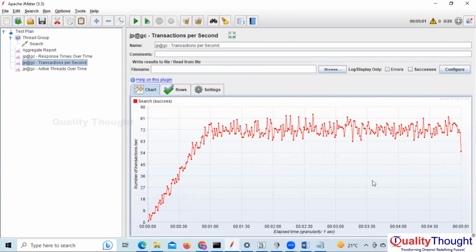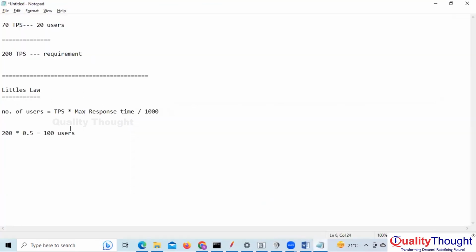Okay. So with 20 users, you are achieving only 70 TPS. But your target is how much? 200 TPS, right? So for that, you have a formula in Little's law. This is the formula to calculate the number of users. In order to achieve 200 transactions per second, you need to increase the number of users.